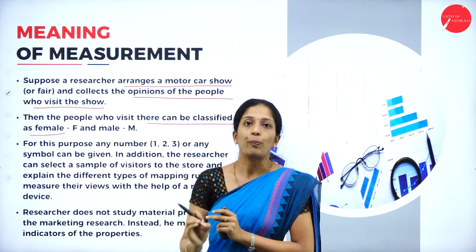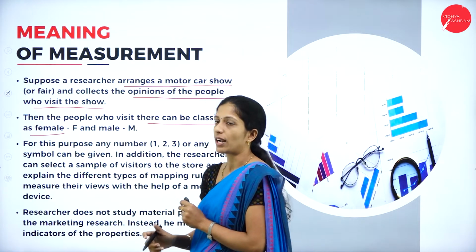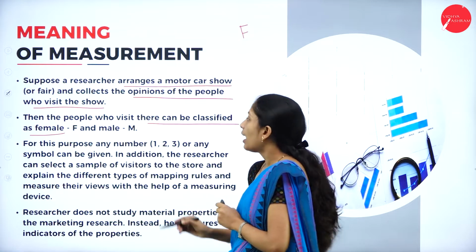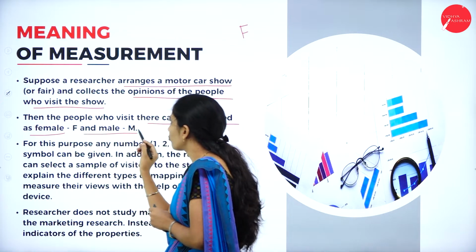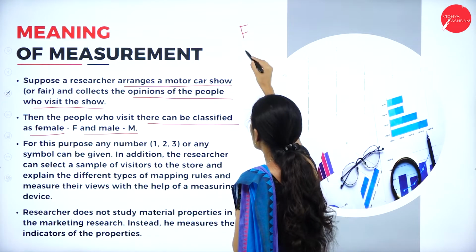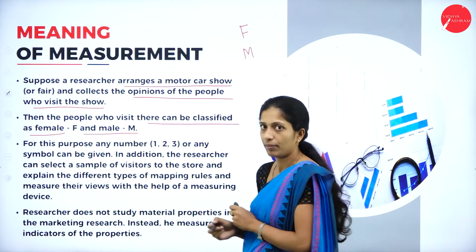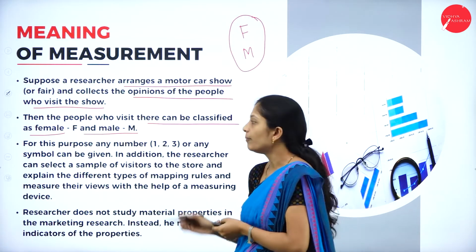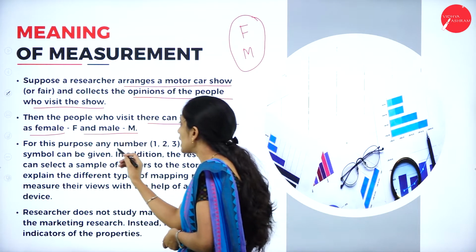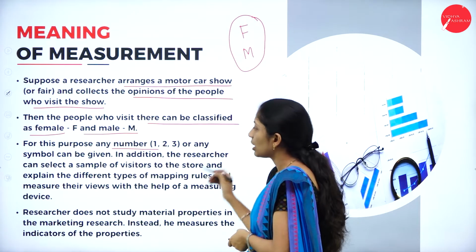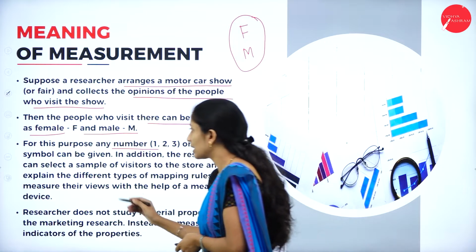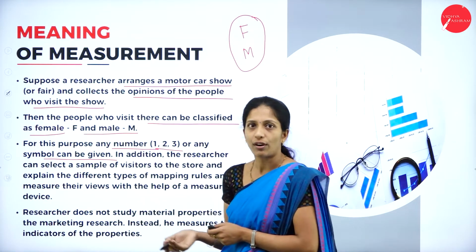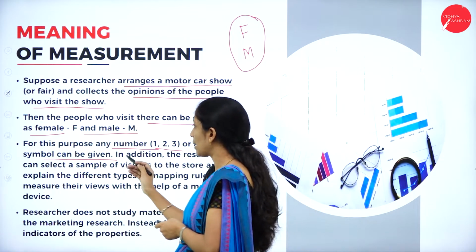Suppose he collects the opinion from a female respondent, he will mark it as F. And if he collects the information from a male respondent, he will mark it as M. So this is known as what? Measurement. Clear? For this purpose, any number, that is 1, 2, 3, or any symbol can be given. It can be measured in terms of numbers like 1, 2, 3, or any other symbol can be given.